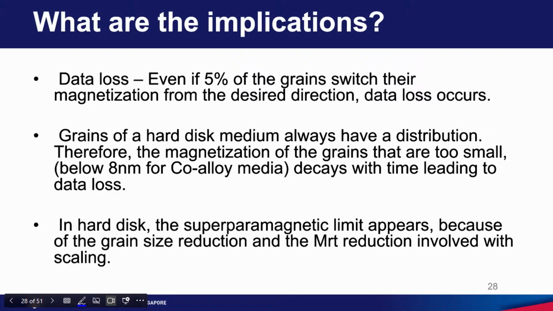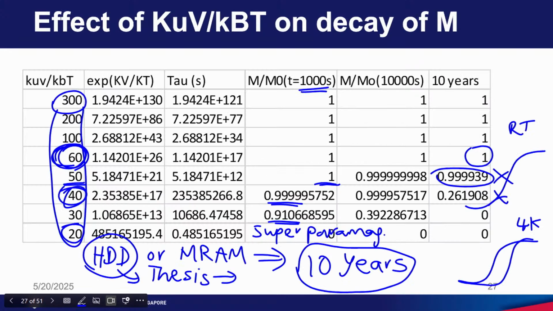So, the implication of thermal stability is, as I said before, if your KuV by kBT is low, some magnetization will flip and you will lose your data. And in the case of hard disk drive, we are using polycrystalline material. So, some grains may be big, some may be small. There will be a distribution in the grain size, right. So, the smaller grains will always flip and you will lose the data. Because of all these reasons, people try to achieve KuV by kBT of 60 or more.